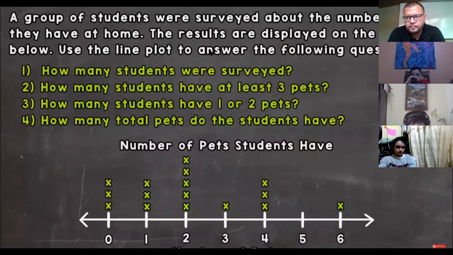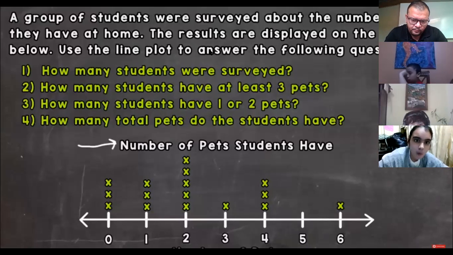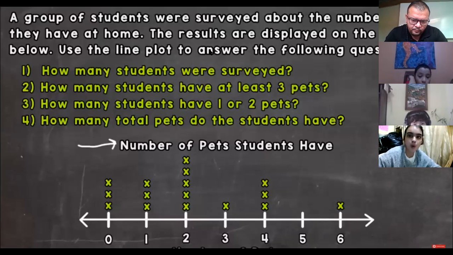So number 1, how many students were surveyed? Well, let's take a look at our line plot here and see what this line plot tells us. Well, the title tells us what it's about, right? It's the number of pets students have. And these numbers down here represent the number of pets. So how many students were surveyed?